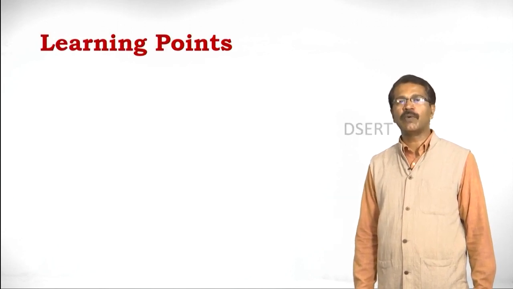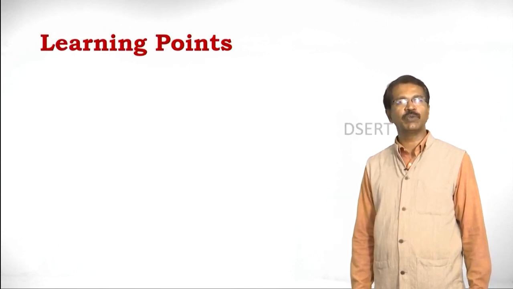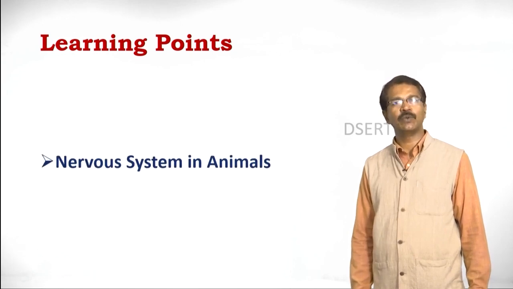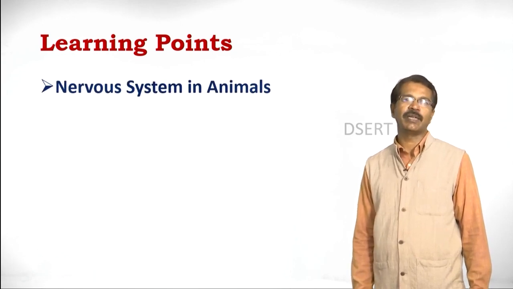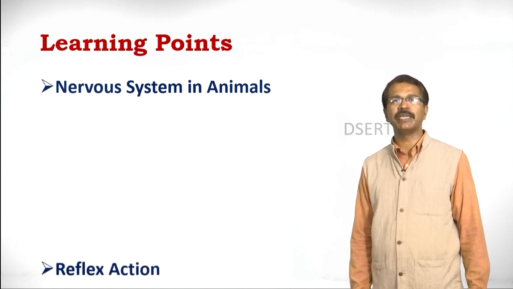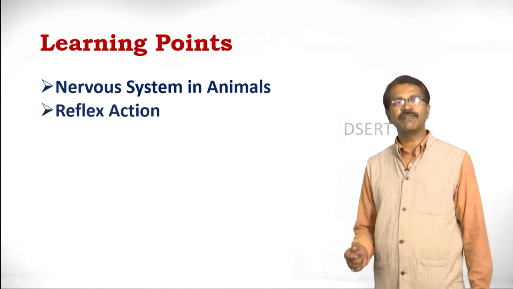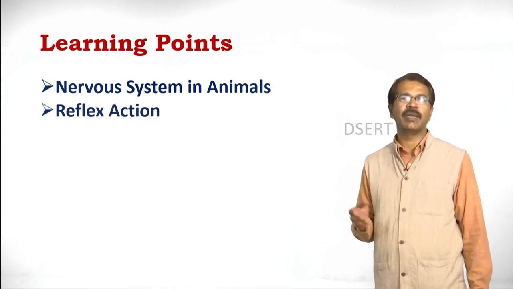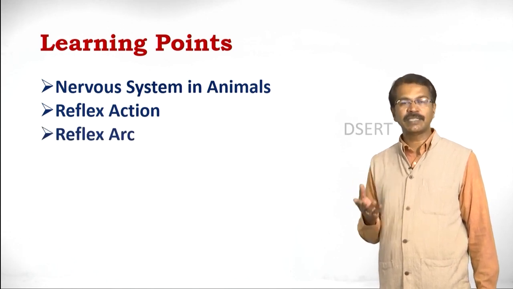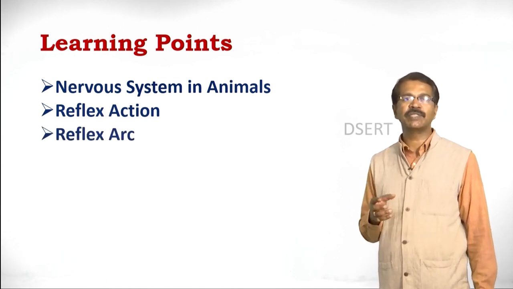Today let us revise the chapter control and coordination. In this chapter, the learning points we have to cover include the nervous system in animals, even in the case of human beings. Next is how reflex action occurs in animals. What about the reflex arc? This also you have studied.